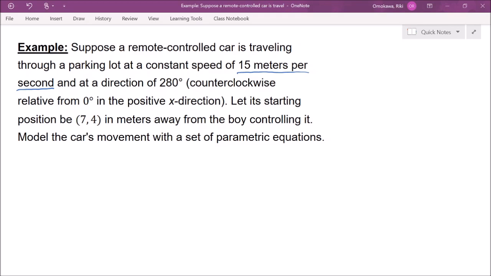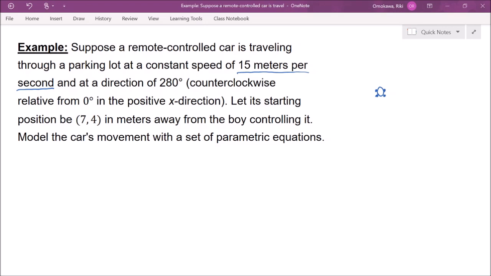But to do any math with it, we do need a direction. So it gives us a direction of 280 degrees. And so this makes more sense, but now it's unclear how we're going to write the equations. So let's sketch the situation. So let's say here's the car. That's actually probably not the way it's facing. And then 15 meters per second at a direction of 280 degrees.